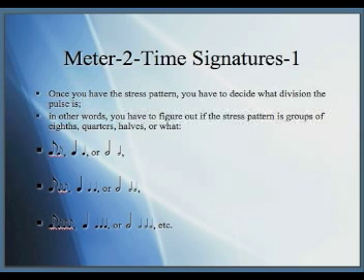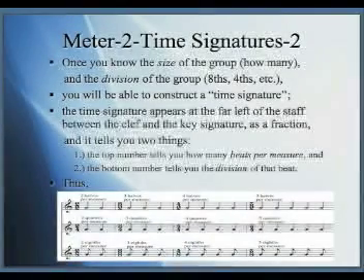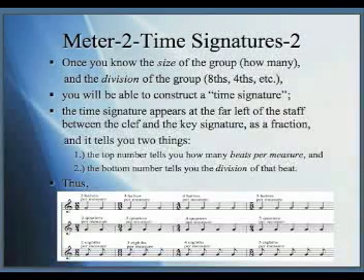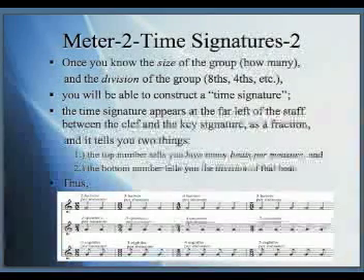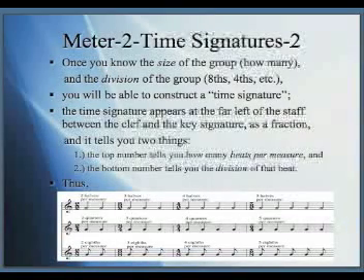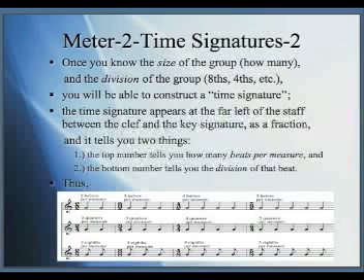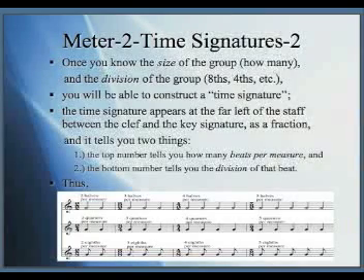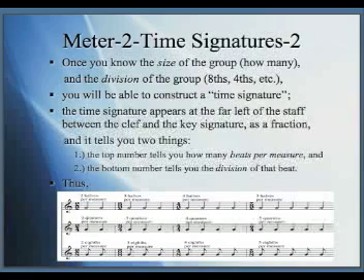1 and 2 and 1 and 2 and. If this is a half note, then this is half quarter, half quarter, half quarter, half quarter. Once you know the size of the group, how many, 1, 2, 1, 2, or 1, 2, 3, 1, 2, 3, 4, etc., and you know the division of the group, whether that pulse is an eighth, a quarter, a half note, or what, then you will be able to construct a time signature.